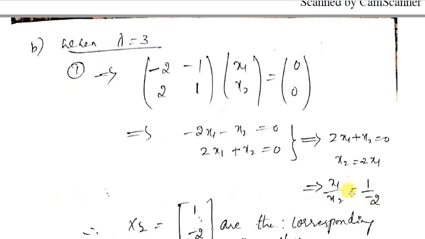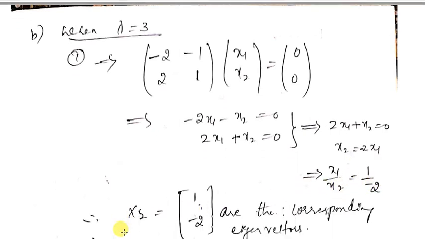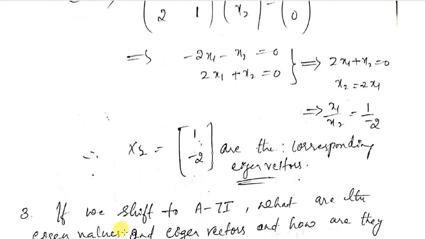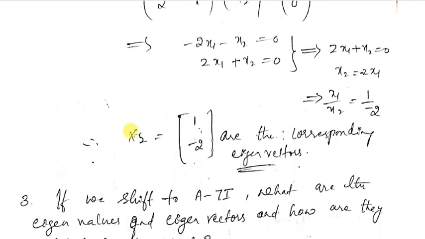So which can be written as x1 by x2 is equal to 1 by minus 2. So the ratio of x1 to x2 is equal to 1 by minus 2. So x1 is equal to 1, x2 is equal to minus 2. Therefore, the corresponding eigenvector for lambda is equal to 3 is denoted by x2, which is equal to 1, minus 2. So this is how we can get the eigenvectors corresponding to the eigenvalues by forming the matrix equation.